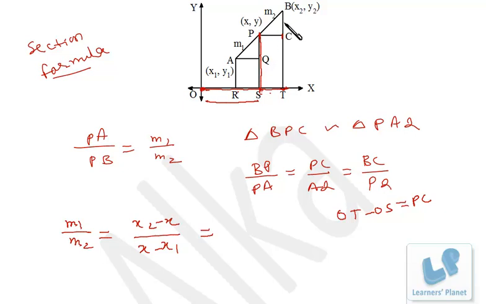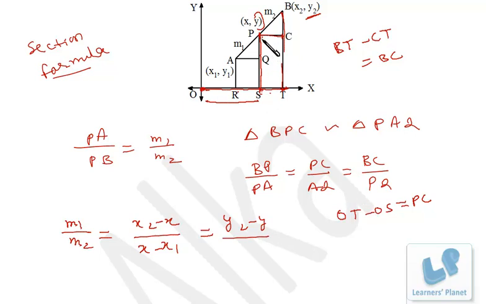Now BC is what? See, this complete length is y2, right? And if we deduct this length CT, that means BT minus CT, that will be BC. So BT is y2 and CT is y, because this is the y coordinate. So it's y2 minus y.